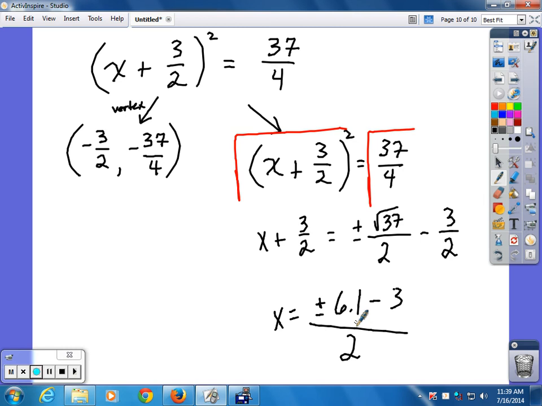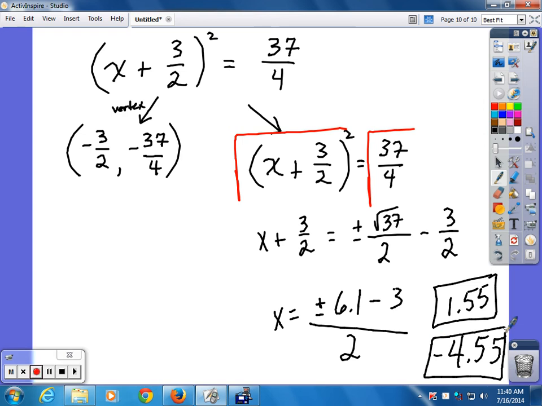So, one x-intercept is what? 1.55. All right, let's do the other one. You owe $6.10. You owe $3. You owe $9 and what? 10 cents. What's half of $9.10? 4.55. All right, I want everybody to sketch it now.